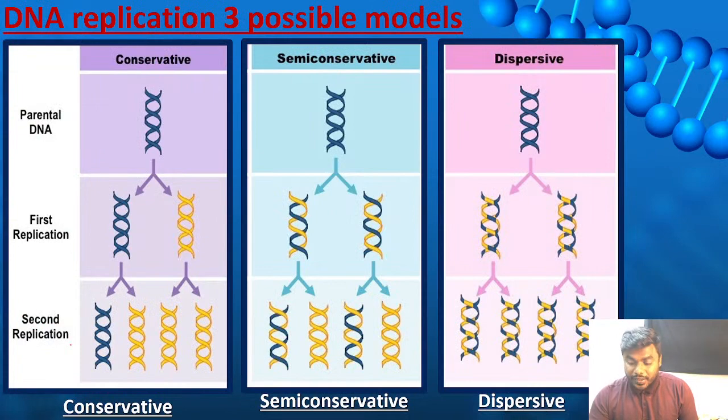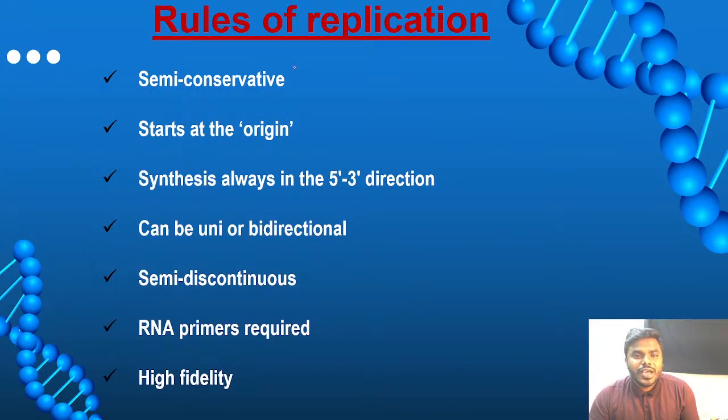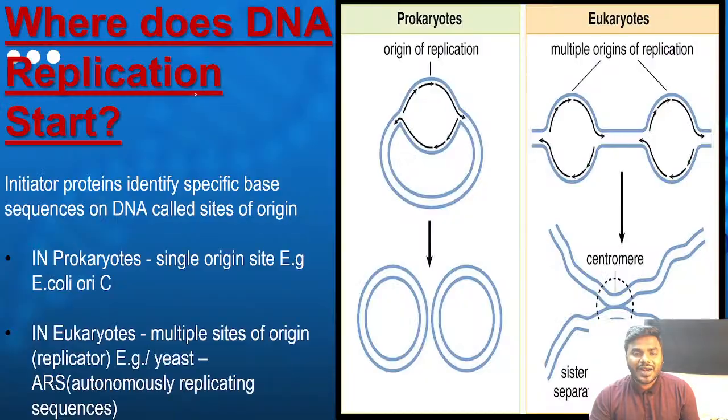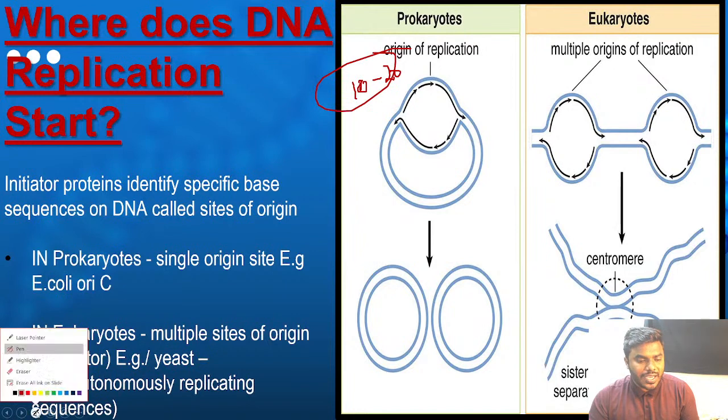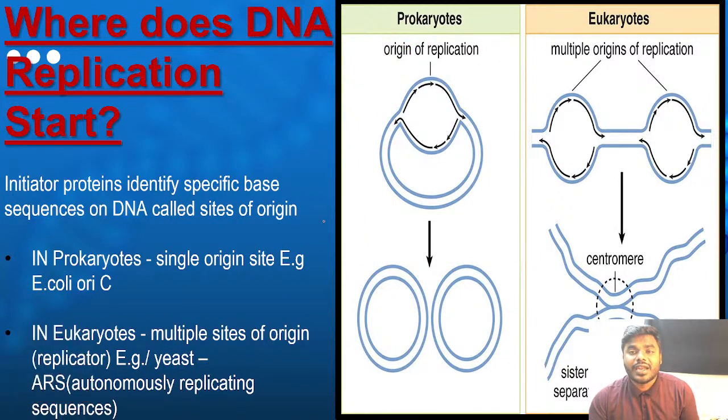So next, the first rule we have finished, the semi-conservative rule. The second rule, friends, is that replication starts at the origin. Listen to me very carefully. Please don't interrupt me for 10 to 20 minutes. I will explain all the rules. I'll give the time, and you can ask multiple doubts. I'll clarify every rule, every doubt. So the second rule: it will start at a particular point.